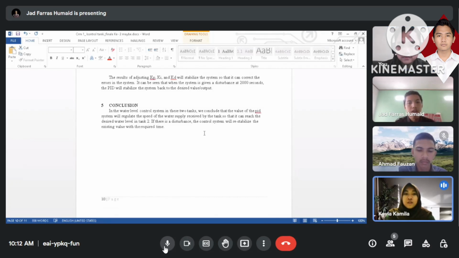The conclusion that we get from the simulation is that in the water level control system in these two tanks, the value of the PID system will regulate the speed of the water supply received by the tank so that it can reach the desired water level in tank 2. If there is a disturbance, the control system will restabilize the existing value with the required time.